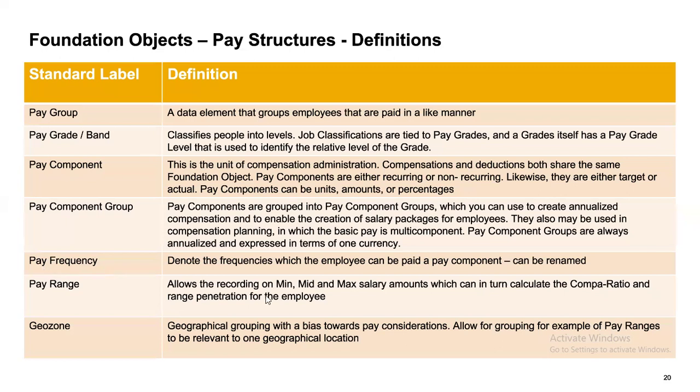Pay range: there is a pay range for any position. For example, if we are in an assistant position, we cannot get a pay range that is much above 15,000. So in that we have to define the pay range. Geozone is basically, as per the geographical locations, we have to define the pay considerations. This is basically the pay structure.